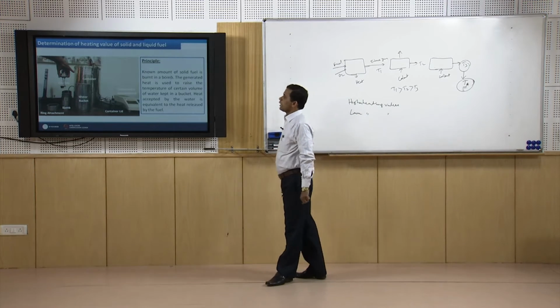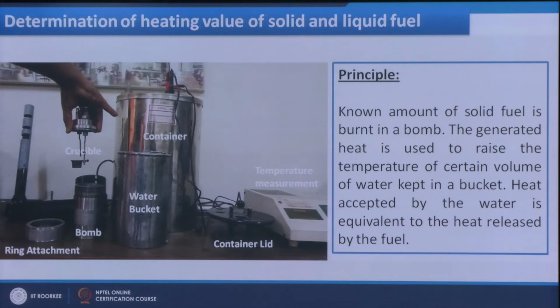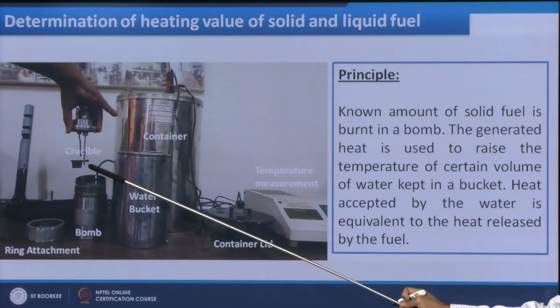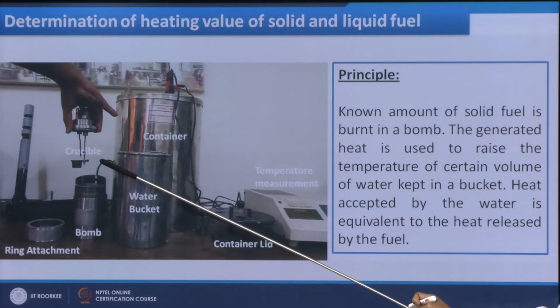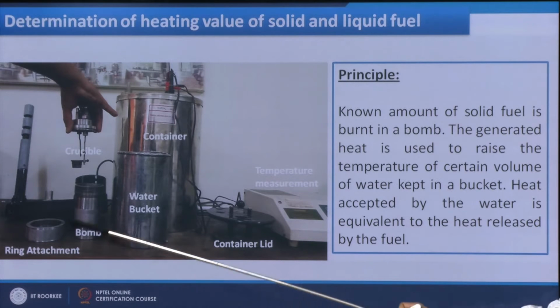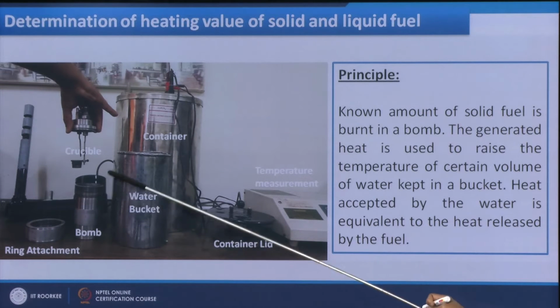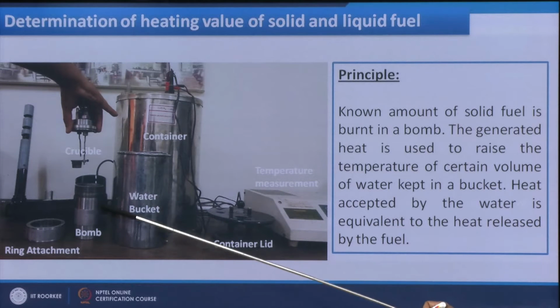Now, how can you determine the heating value? The bomb calorimeter is normally used to determine experimentally the heating value of any solid and liquid samples, and maybe waste also. So, in this case as shown in the figure, this is our bomb calorimeter, so this is our bomb. In the bomb some amount of solid waste can be put in this crucible, and after putting the crucible inside the bomb, the ring attachment will help to tighten it. And then oxygen will be passed through some nozzles, and high purity oxygen will be provided into the bomb, so that it will ensure the complete combustion of the solid waste or any liquid waste also put here.